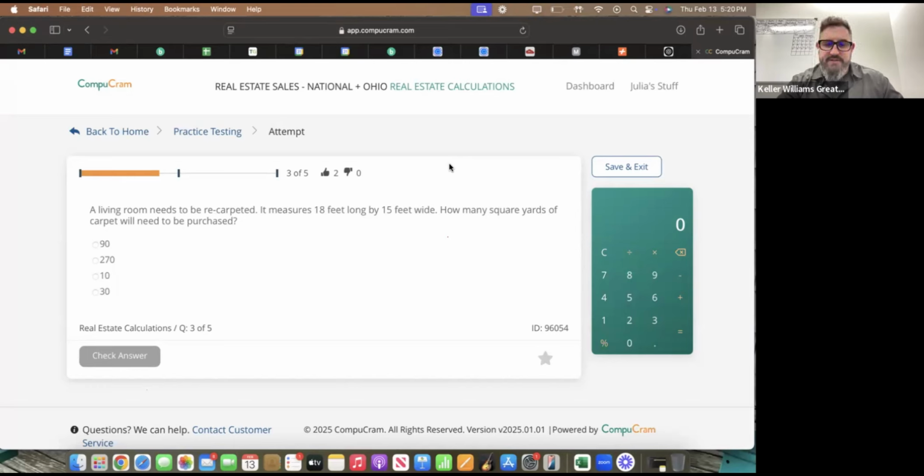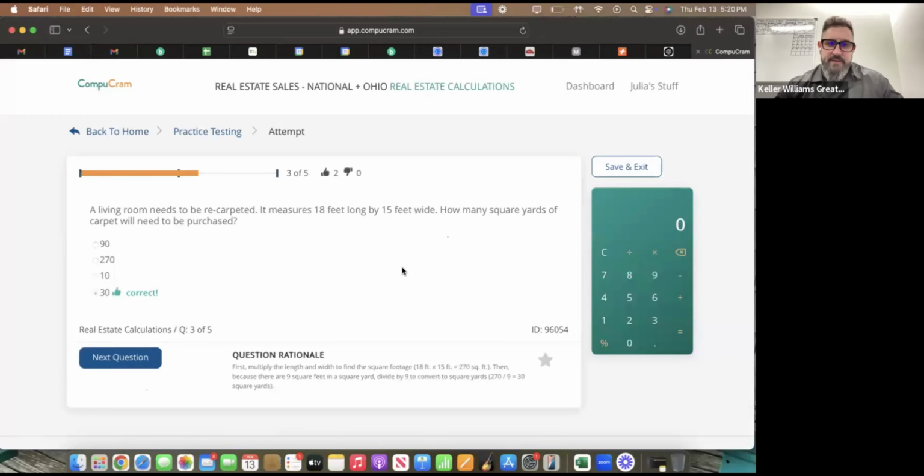So then you take 270 square feet and you divide it by 9 square feet. So 270 divided by 9 is 30. Everybody understand that? 30 square feet, or excuse me, square yards.